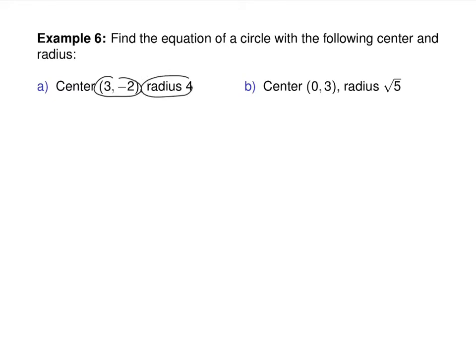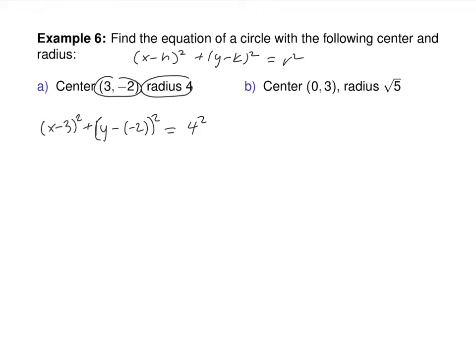So the general equation is (x minus h) squared plus (y minus k) squared equals r squared. And the h and the k are the coordinates of the center. So the equation for this first one is going to be (x minus 3) squared plus (y minus negative 2) squared equals 4 squared. Does it make sense why the numbers went where they went?